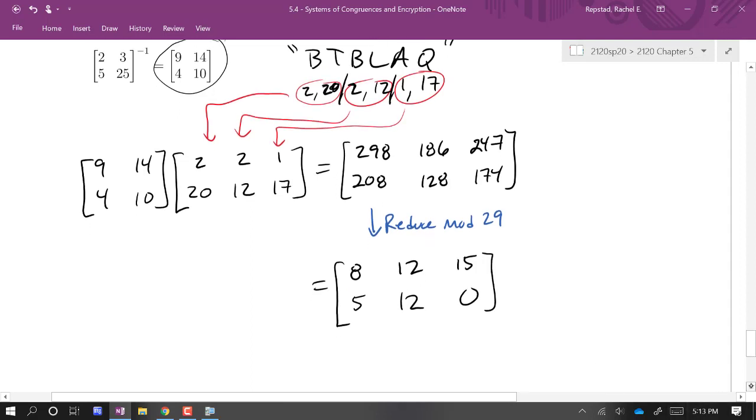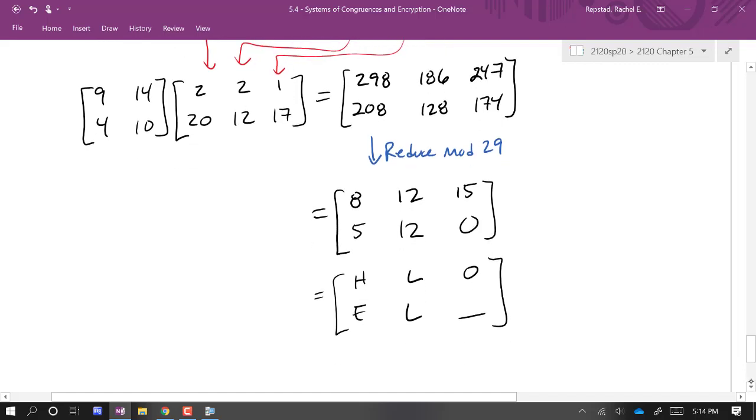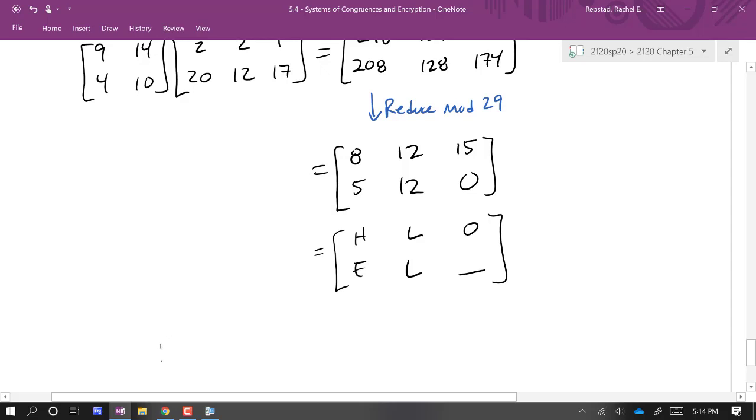Now if I go to the table, you'll see this corresponds, the first column is H, E, then L, L for the next column, then O space. So our decrypted message is hello, as we expected.